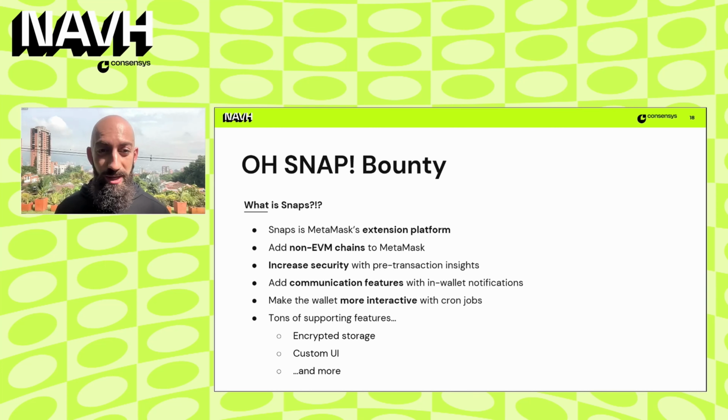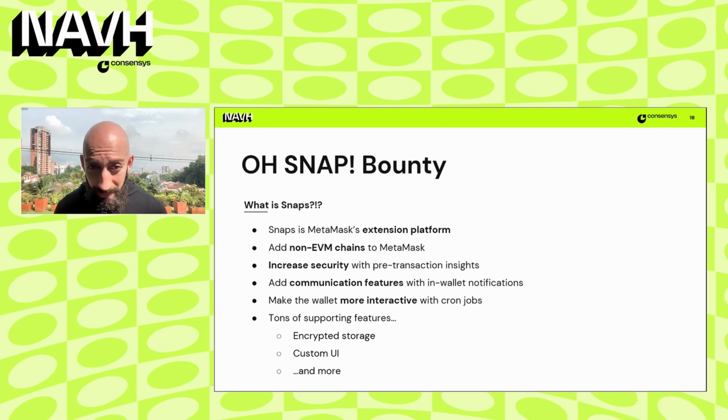First off, I want to talk a little bit about what MetaMask Snaps is. Snaps is MetaMask's extension platform. It allows you developers to add features to MetaMask that we as an internal team would never have had time to add. You can add non-EVM chains. You can manage Bitcoin from MetaMask. You can increase security with transaction insights right in the transaction windows. You can add communication features with notifications. You can add interactivity by using cron jobs to program things that are going to happen as the user is using the wallet, and tons of other supporting features.